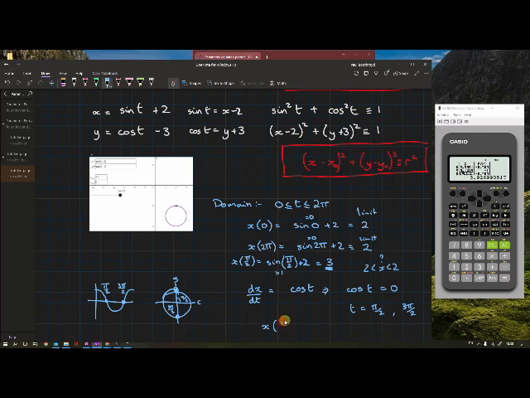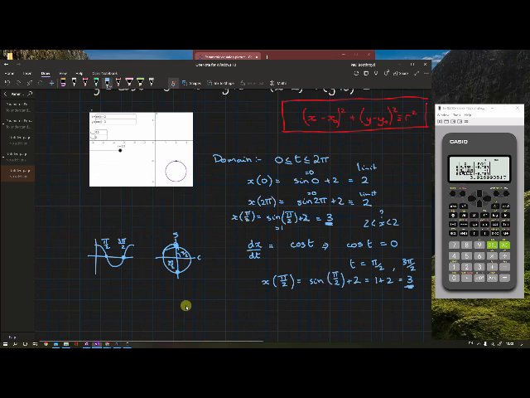So x at pi over 2 is the sine of pi over 2. Sine of pi over 2 is 1. 1 plus 2, which equals 3. If I find the other end of the domain, we've got t was pi over 2, and this t is 3 pi over 2. We're in between our limits, 0 and 2 pi. We now get our domain coming out of these equations.